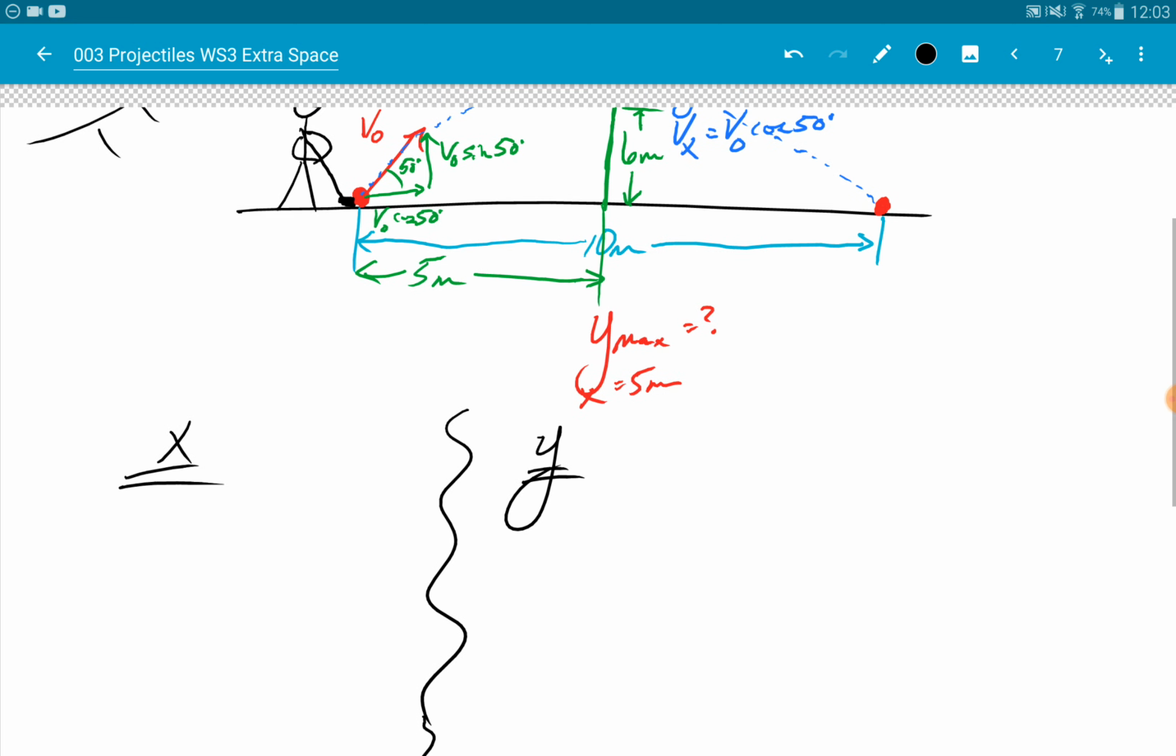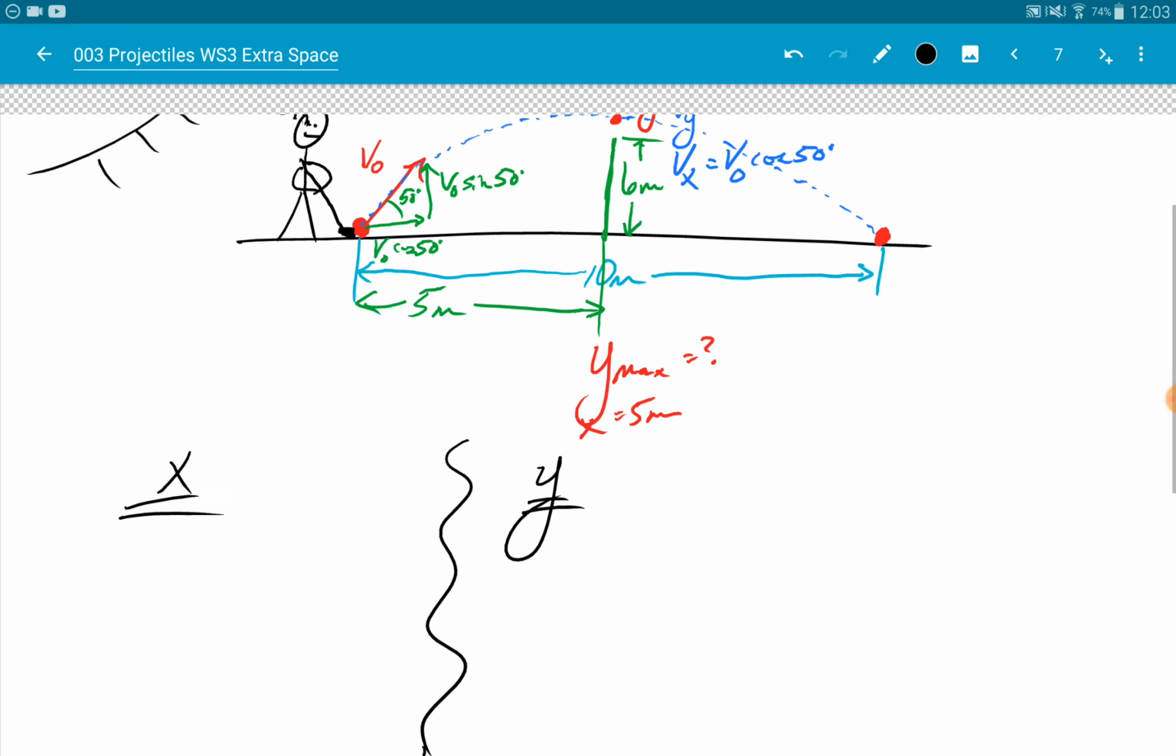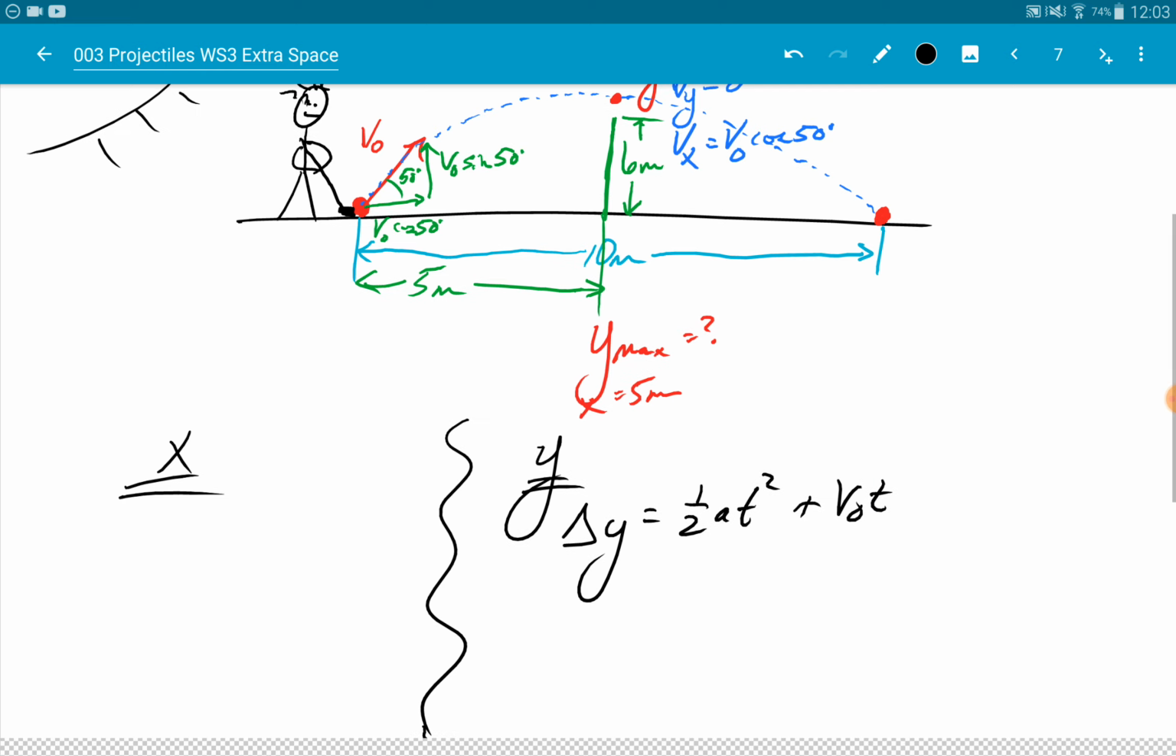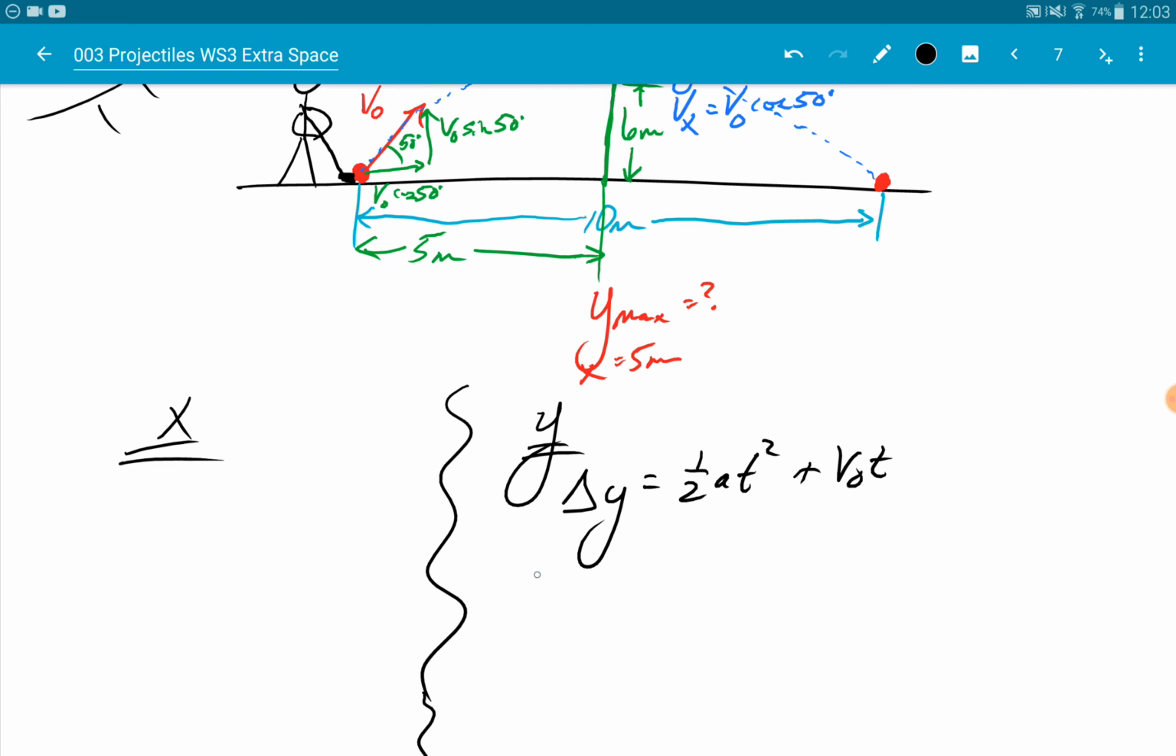So where is that at the 5 meter mark? How high is it at the 5 meter mark? Well, let's go find the y max. Why not? So delta y is equal to 1/2 a t squared plus v naught t. Look at that and go, y max, well, that's going to be from my ending position, which is the y max, minus my original position.